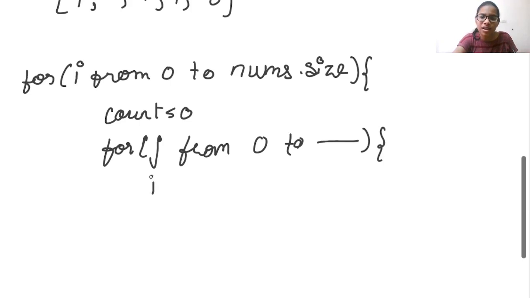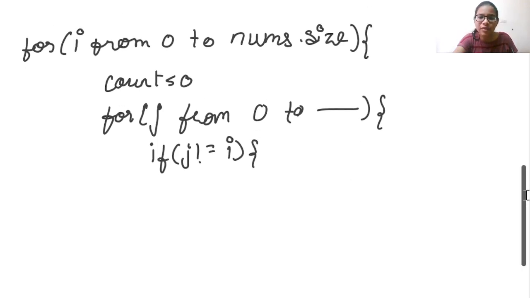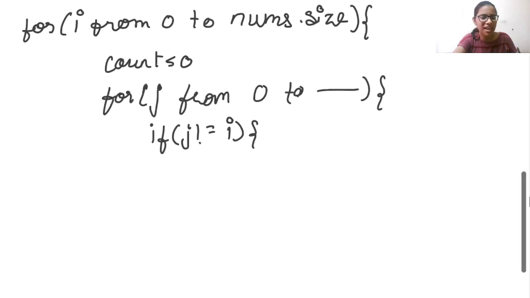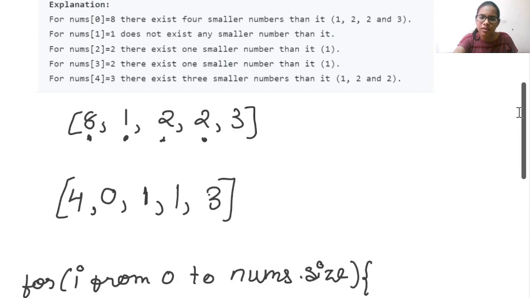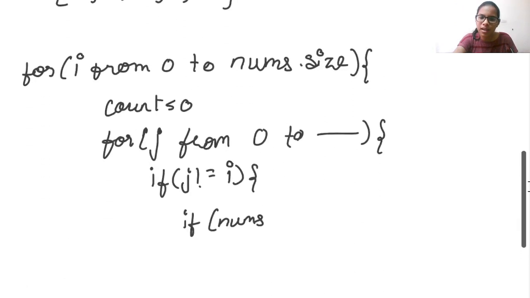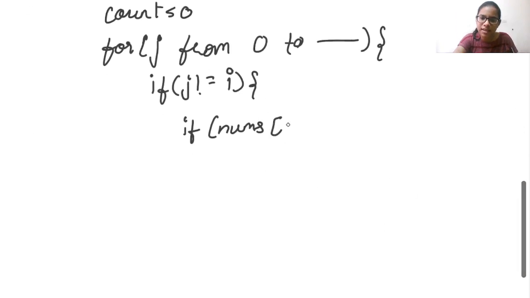It was a condition. So we will just write if j is not equal to i, and then write the further code inside this particular condition, because j should not be equal to i. Now over here we will write one more condition: if nums of j is less than nums of i.